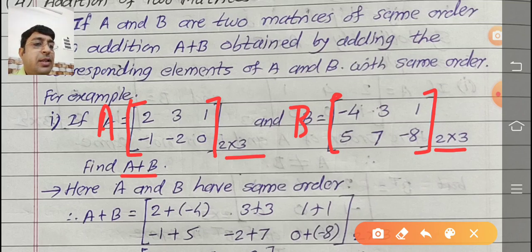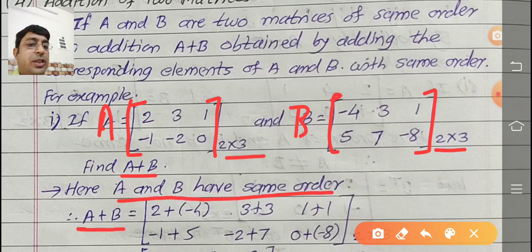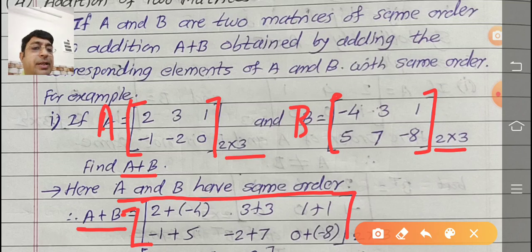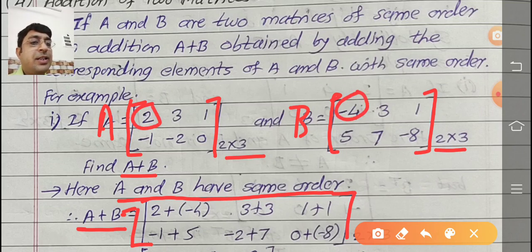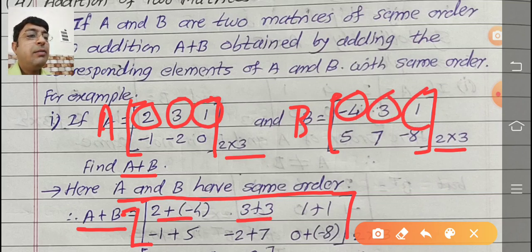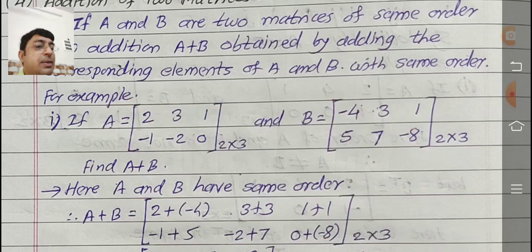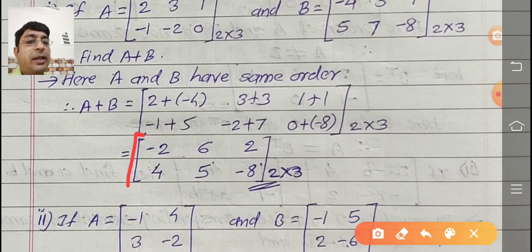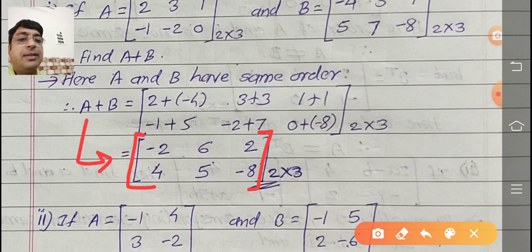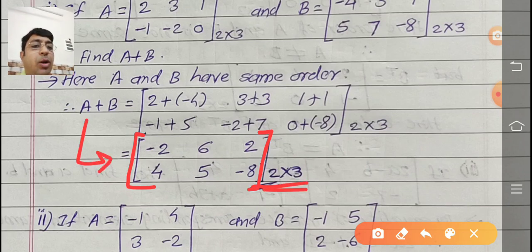That's why find A plus B. So corresponding elements we are adding. Here A and B have the same order, therefore addition is possible. So we are making the addition. A plus B is equal to, we add the corresponding elements. Here 2 plus of minus 4. Next 3 plus 3, that we write here. Then 1 plus 1, that we write here. Minus 1 plus 5, next element. Minus 2 plus 7, and last one 0 plus of minus 8. As per the sign we calculate the answer. So we are getting the answer of addition of matrices A plus B having the same order.